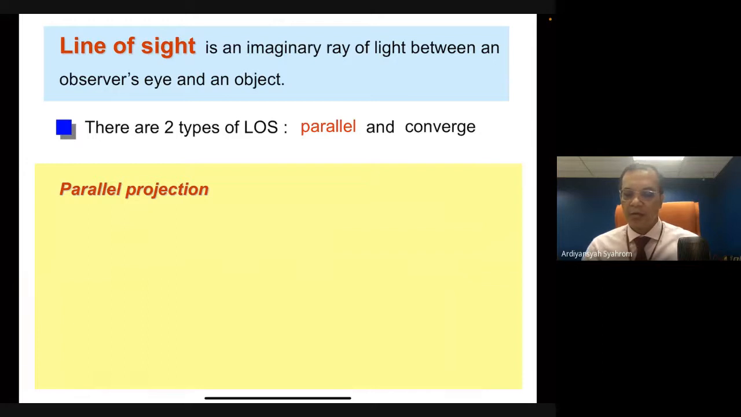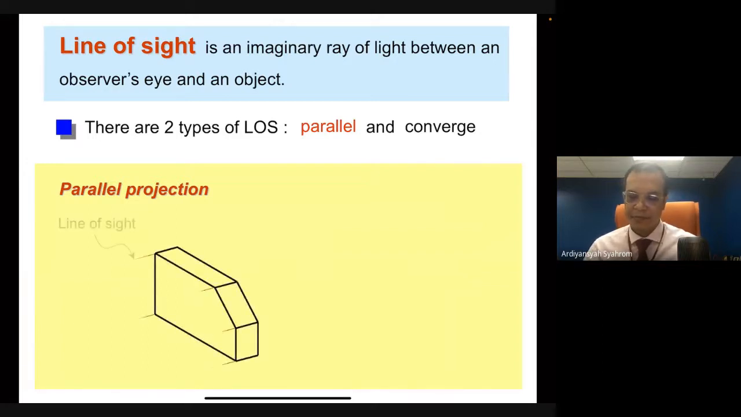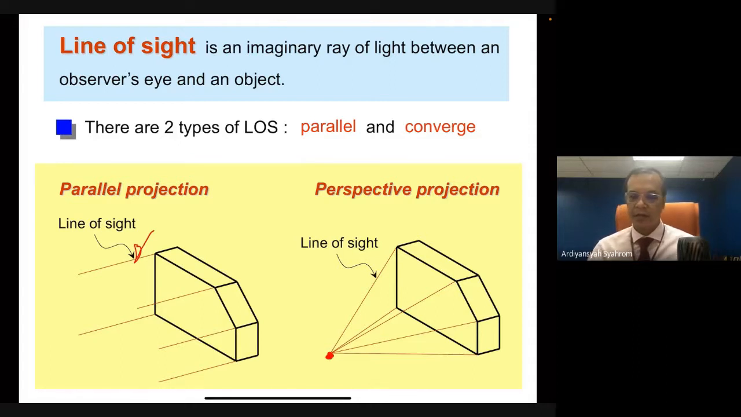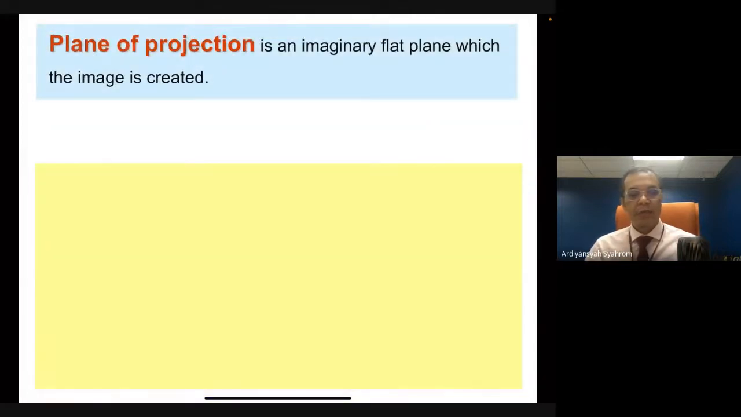Parallel projection. This is the line of sight. Then perspective projection: you need to focus here, the lines converge in one point. Later we will detail on that one. Plane of projection is an imaginary flat plane on which the image is created.